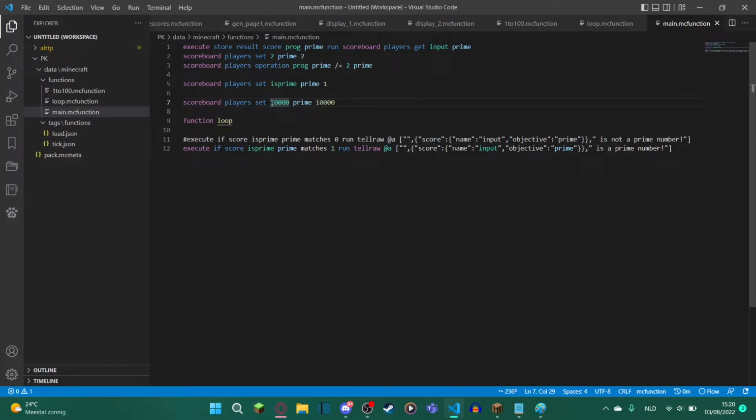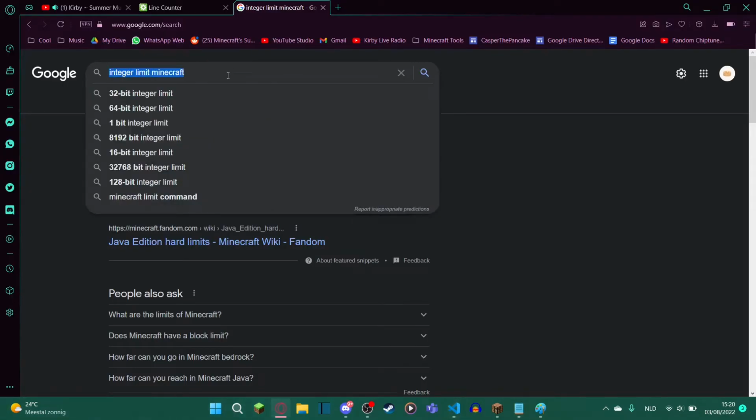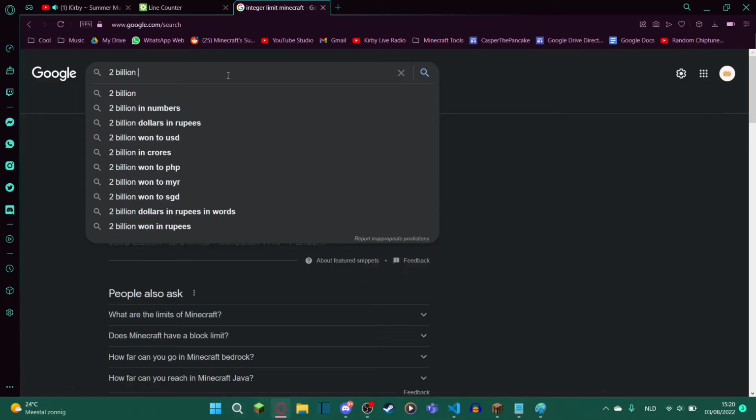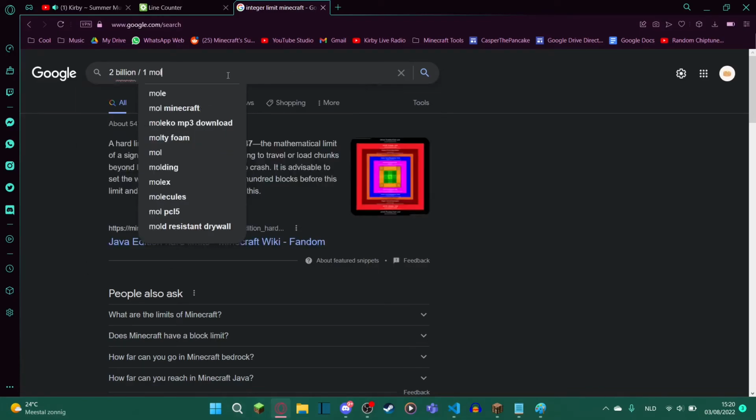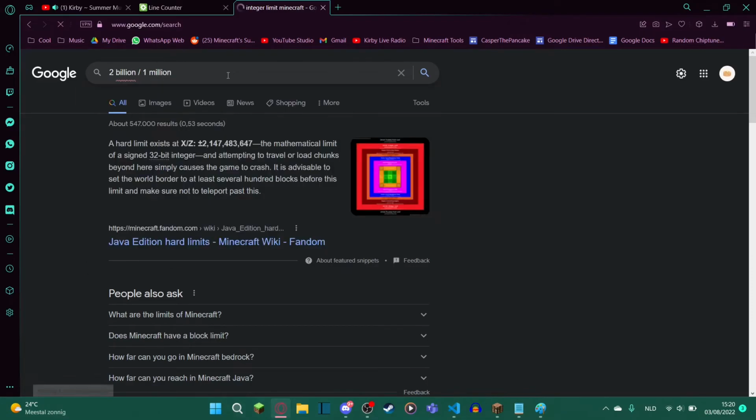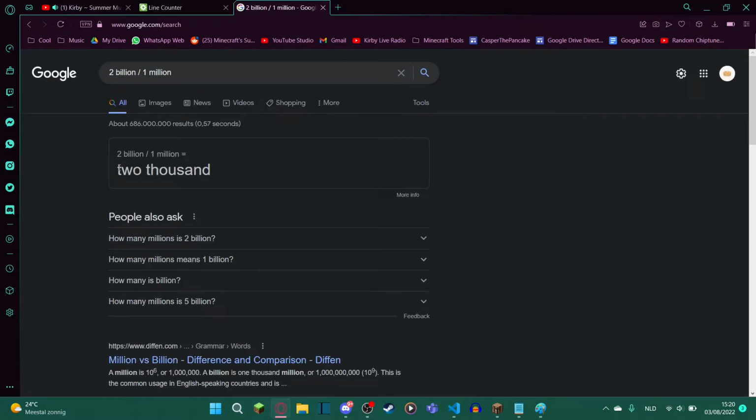So I'm pretty sure like a million might be the limit, because then you could go to, so 2 billion divided by 1 million. Before the game would reach its integer limit, it would be 2,000. So if you set it to 1 million, then you can do 2,000 numbers, right?